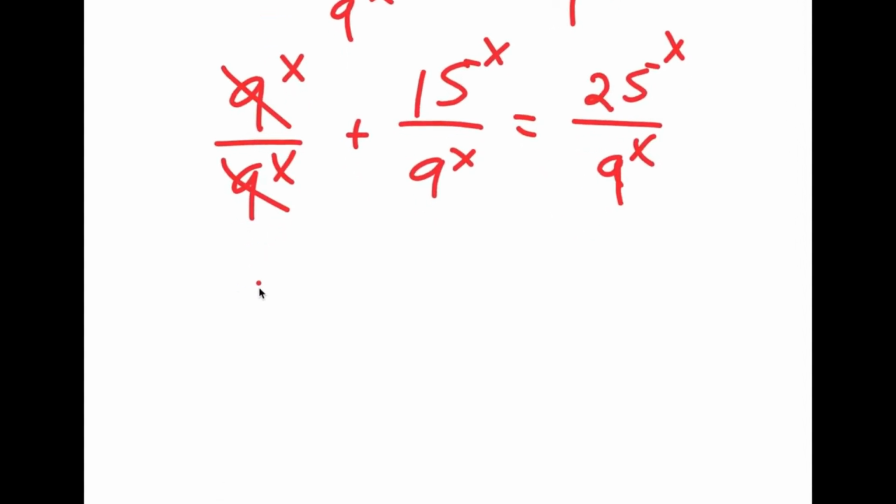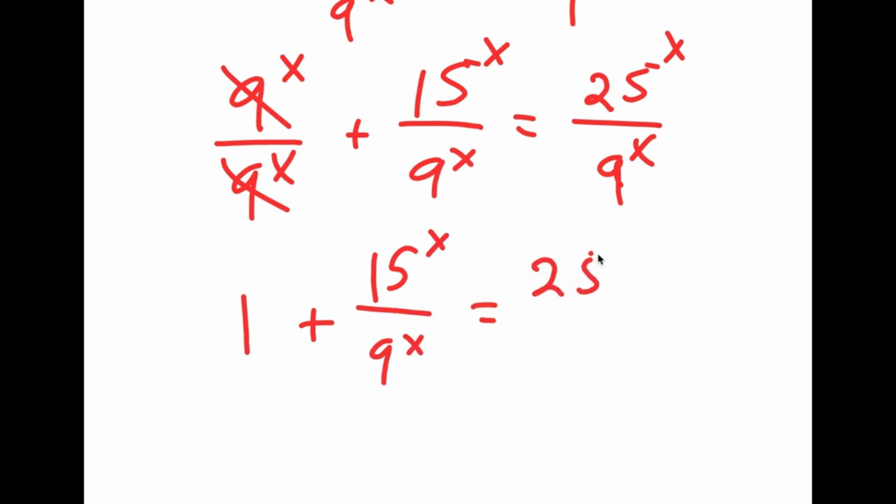Now 9 to the power of x and 9 to the power of x cancel out. So I get 1 plus 15 to the power of x over 9 to the power of x is equal to 25 to the power of x over 9 to the power of x.